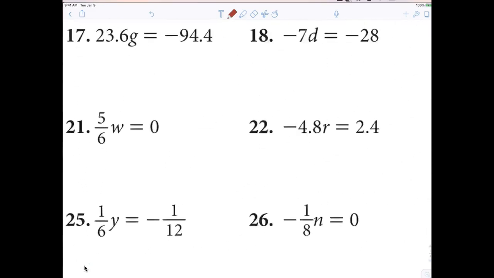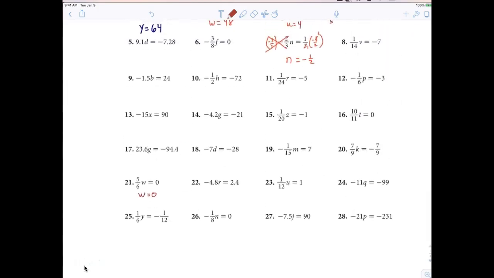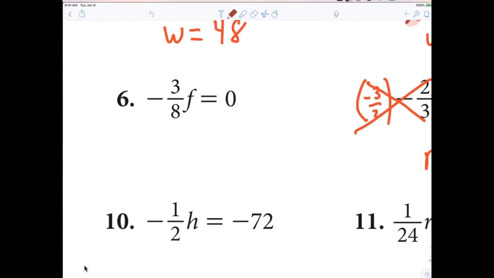Now, let's do 21. Really, this one, I want everybody's eyes up. The answer is obviously what? 0. No matter what you multiply 5, 6 by, and it's 0, it has to be what? 0. So again, 21, we're just going to say W equals 0. Yes, sir. I have a question on number 6. Okay, I'll go back. Here we go. Let's do 6. Would it be a negative F? What times anything is 0? That's why F is 0.